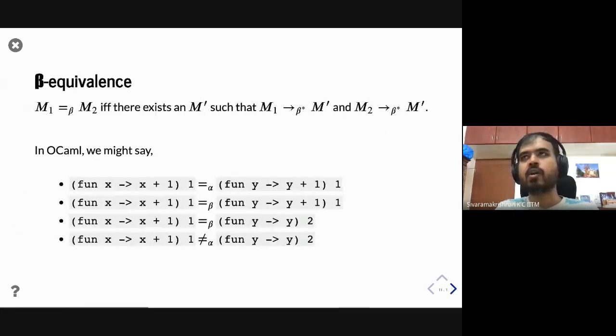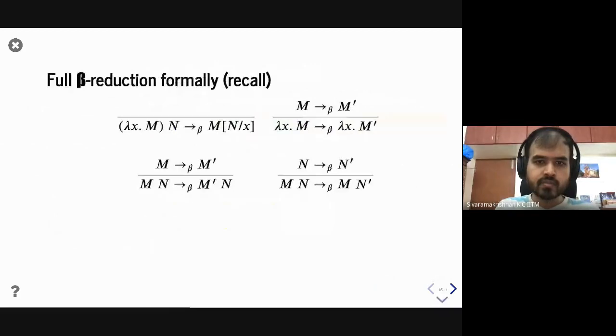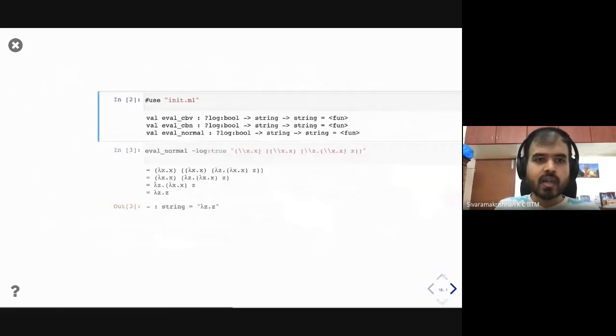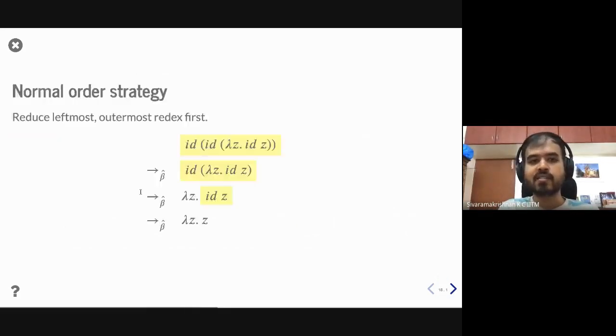Okay, so I'll stop here. I'm already 5 minutes over time. There is an evaluator. If you want to see how things evaluate, we will come to this evaluator in the next class. You can play around with it. Any questions that you might have, you can type in this evaluator and it will tell you each step of the reduction. We'll look at it in the next class.